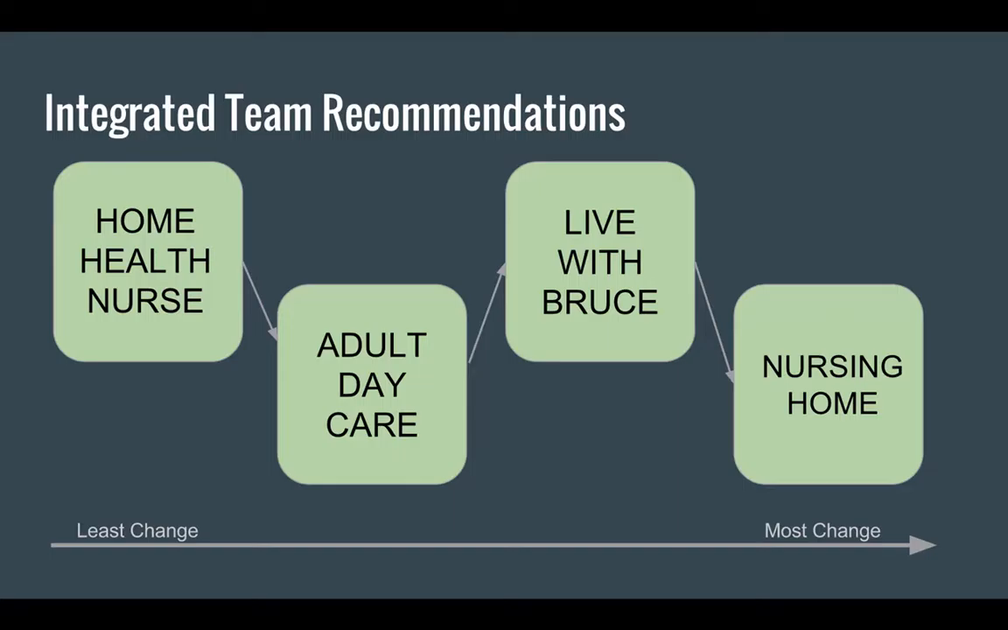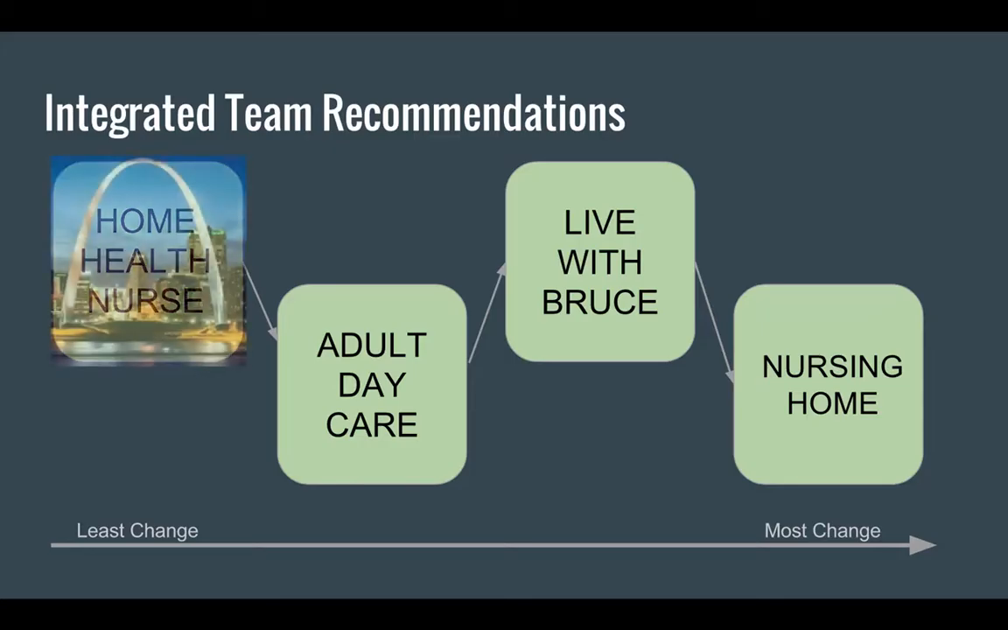The first one here is to get a home health care nurse. So a home health nurse then would allow Mrs. Johnson to stay in St. Louis. This would allow her to stay in her home with Michael and Talia. She would be able to stay involved in her community.